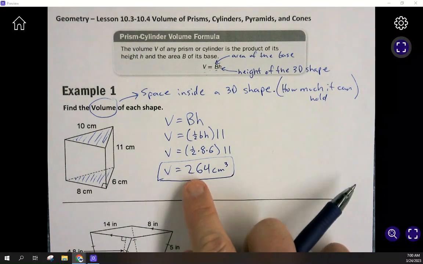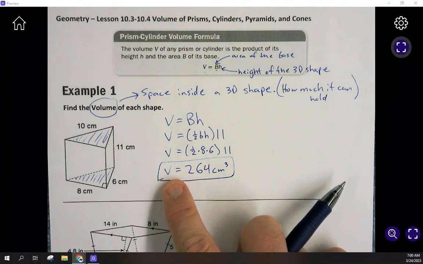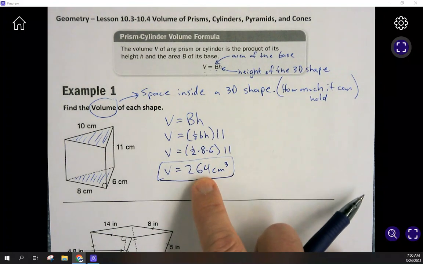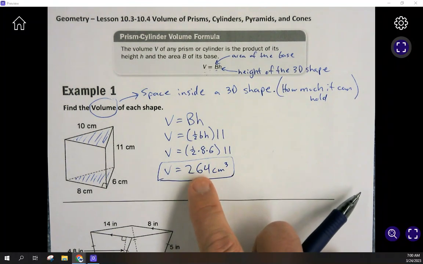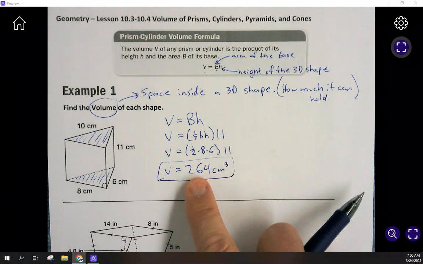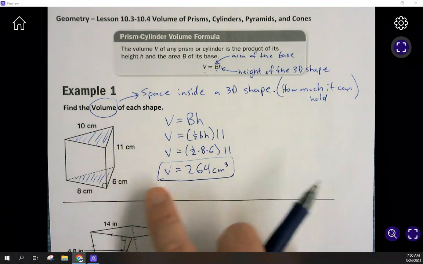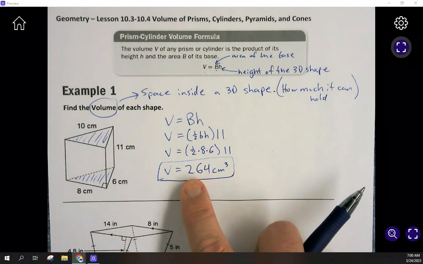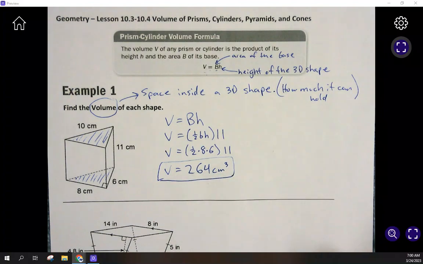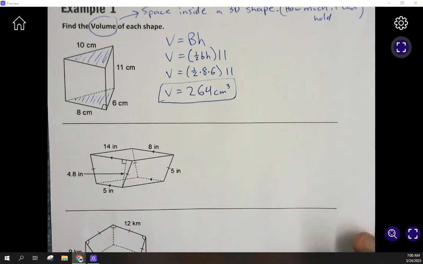All right, so again, we always want to make sure we understand not just how to get the right answer in terms of the number, but what it represents. This is how much water you could fit inside of it. If this was, say, a fish tank and you were filling it up, you could fit 264 cubic centimeters of water inside of it. Okay, to the next one.